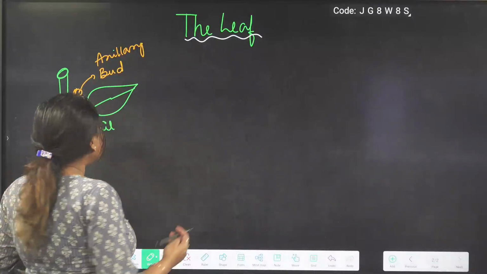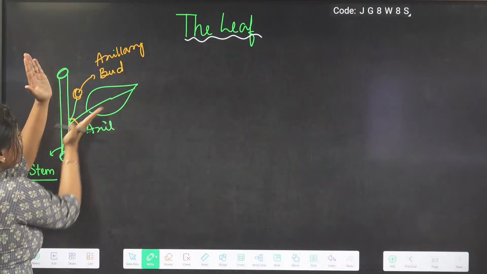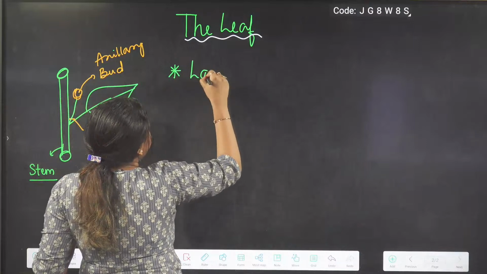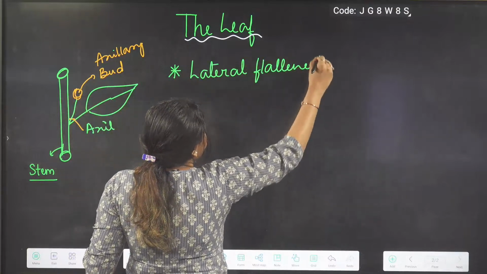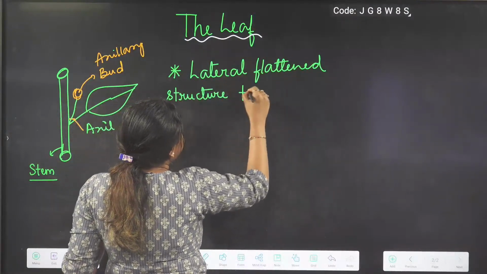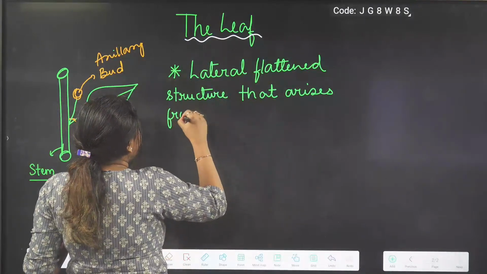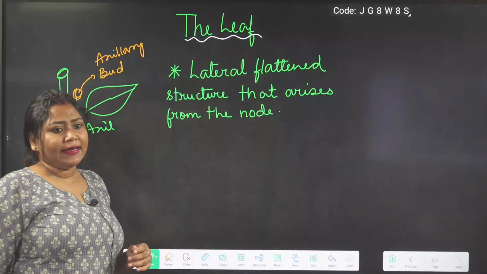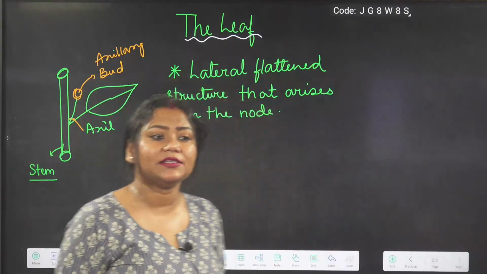Okay? Now, what is leaf? Can you see? This is a stem and this is a leaf. What is leaf? Leaf is a lateral flattened structure that arises from the node.